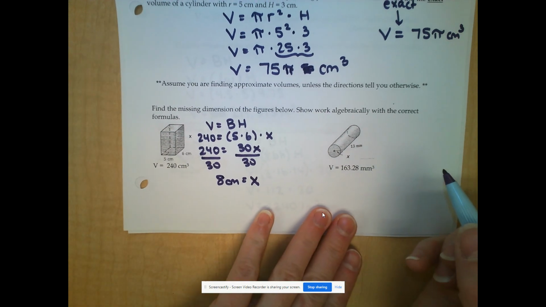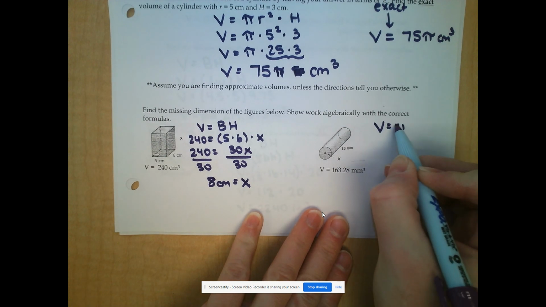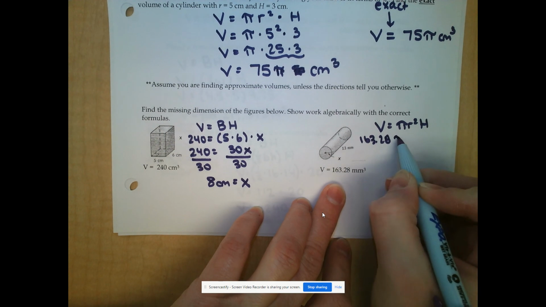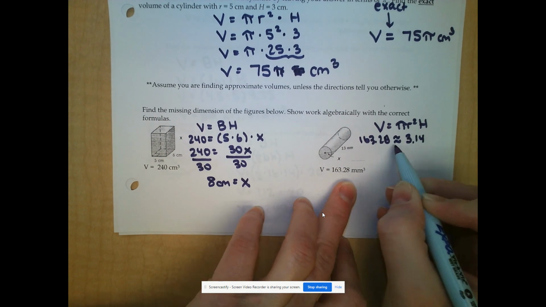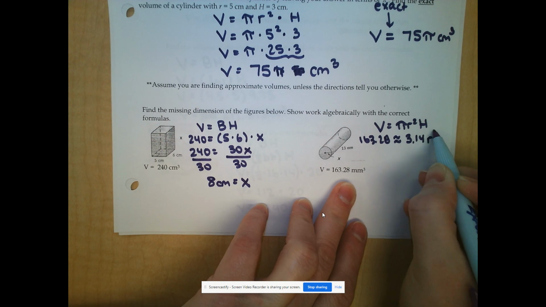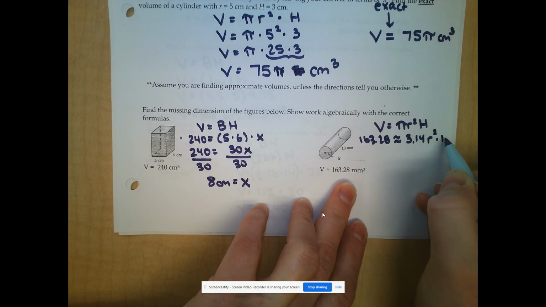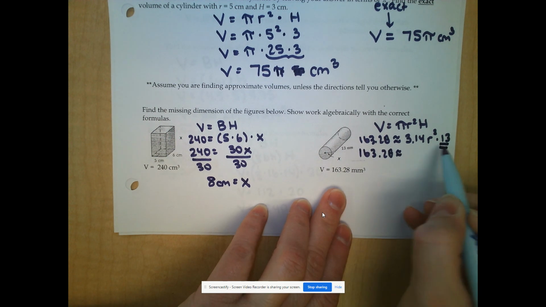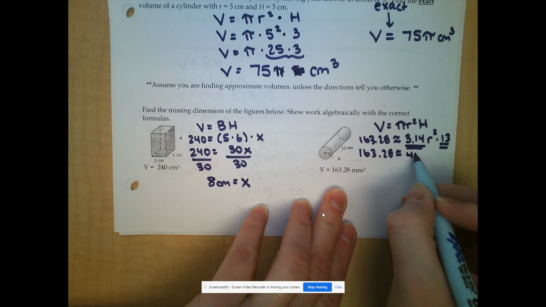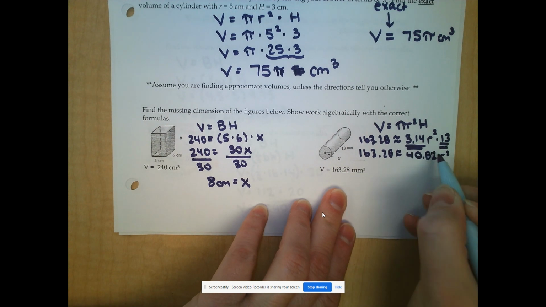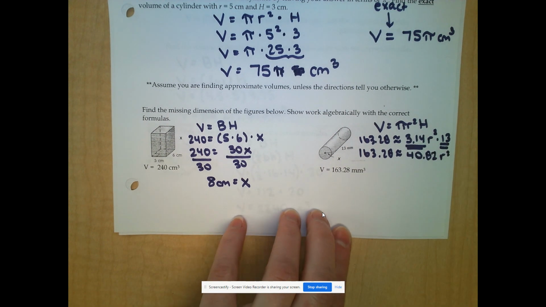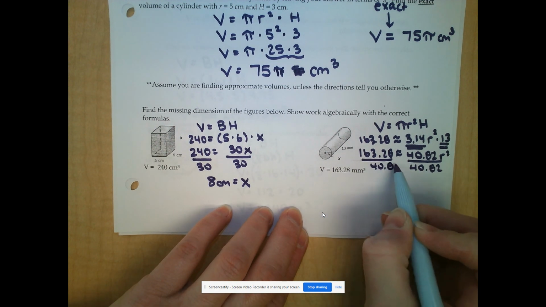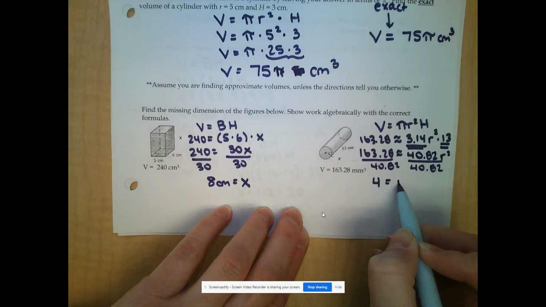Cylinder takes a little bit more just because of pi. So the volume is pi r squared h. The volume we know is 163.28. We are going to use 3.14, so we put in our approximately symbol. The thing we don't know is the radius, so we leave radius squared, and then we do times the height 13. We can simplify on the right-hand side the 13 times the 3.14, and we would get 40.82, but we still don't know r. So we still have the r squared. We haven't done anything with that yet. We divide both sides by 40.82, and we're going to get 4 equals r squared.